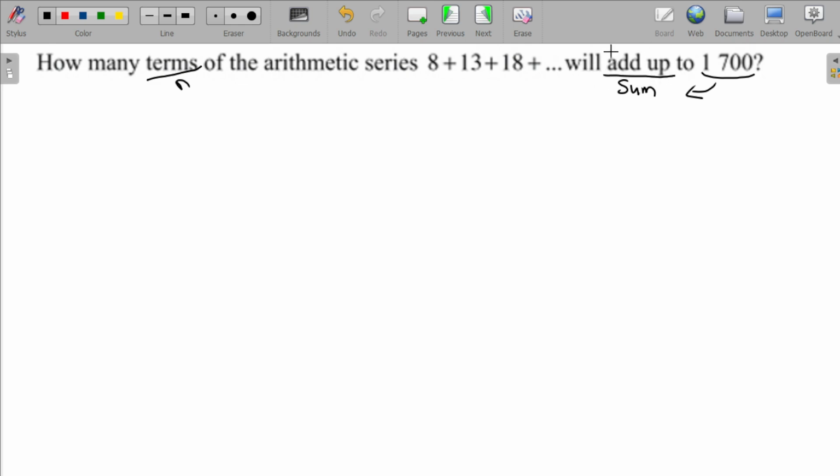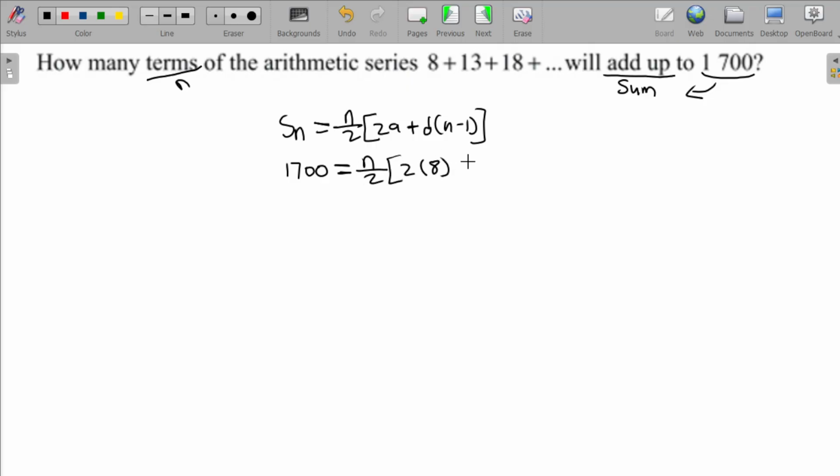Sum, add up to. So basically Sn is going to be n over 2 times 2a plus d into n minus 1. And then my Sn is 1700, equal to, again, I'm looking for n because it asks how many terms. So n over 2, and then 2 into a, which is 8, and then plus d, which is 13 minus 8, which is 5, and then n minus 1 because we're looking for n.